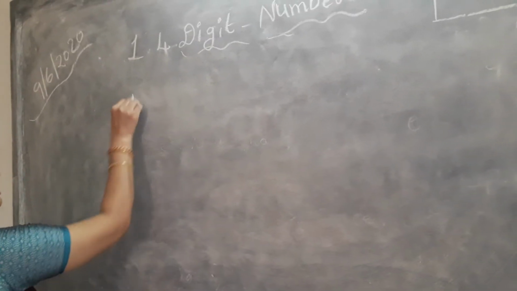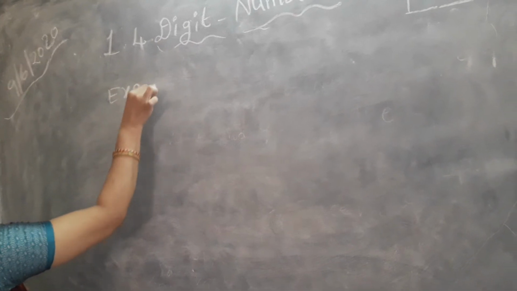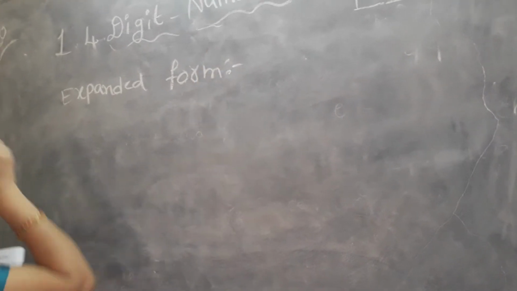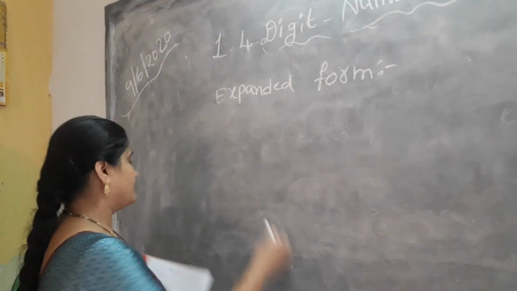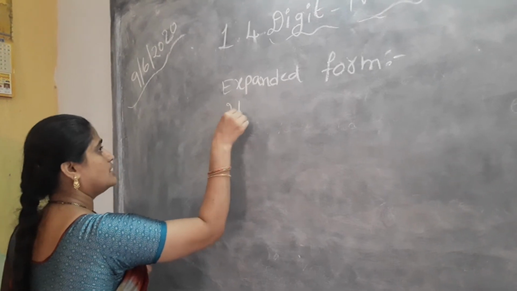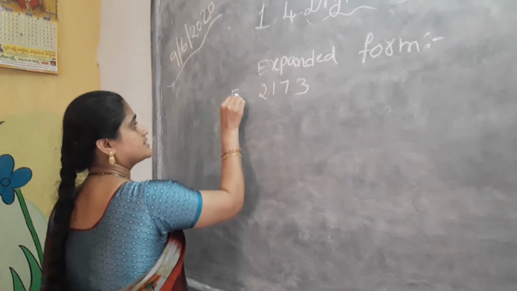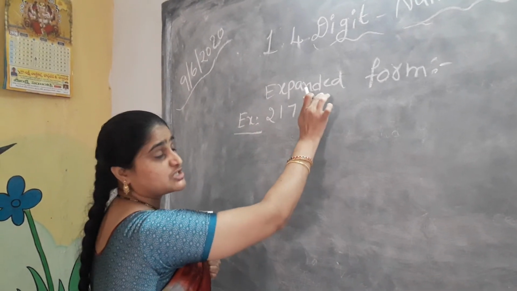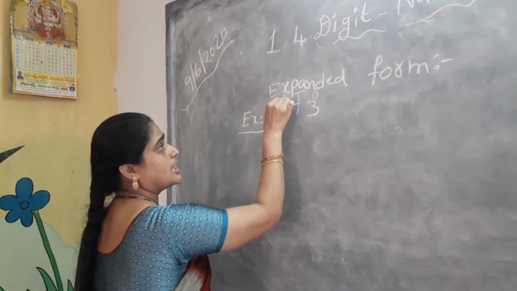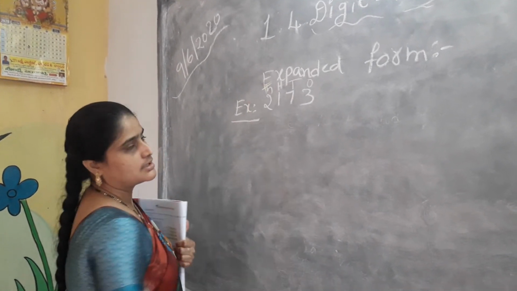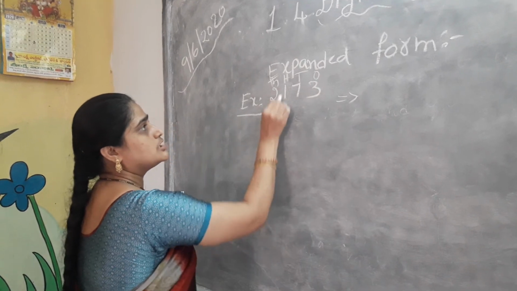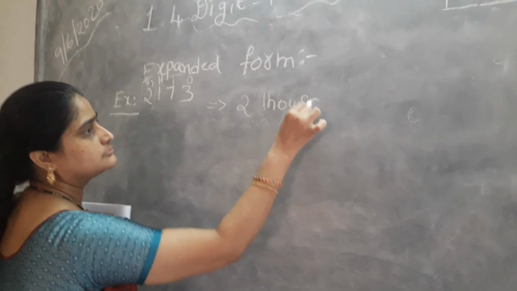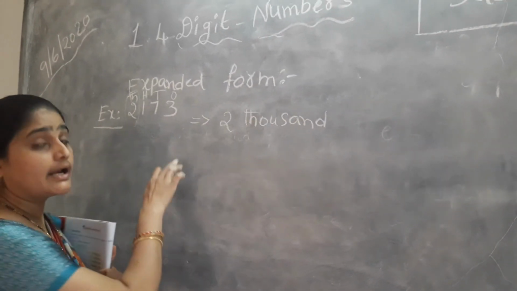For example, first of all, expanded form. Expand means elaborating. So first of all, 2173. This is one example. Here, this 3 is in the ones place, 7 in the tens place, 1 in the hundreds place, and this 2 in the thousands place. So how can we write 2 in the thousands place? That's why 2000. We will elaborate the number and write.